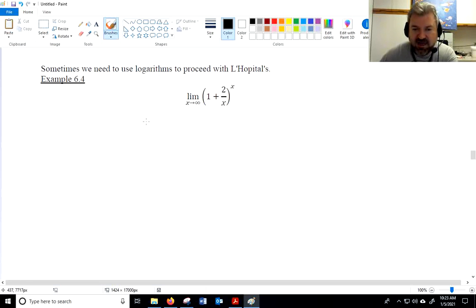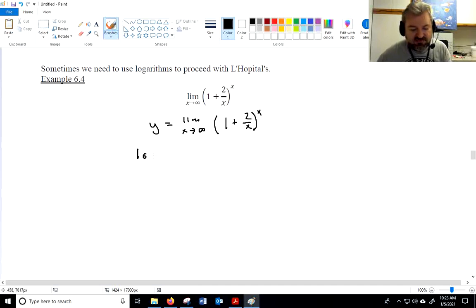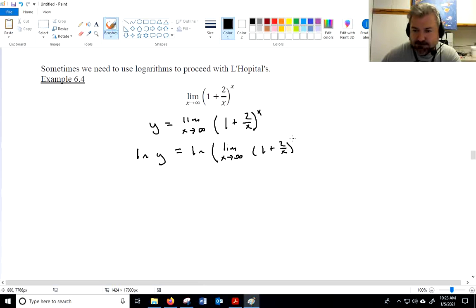So what I'm going to do is I'm going to say that the value y, whatever this limit is, if it's a real number, I can assign it y, okay? And what I'm going to do is I'm going to take the natural log of both sides. So I'll say the natural log of y is equal to the natural log of this limit, because I can do that. Okay, so how does that help me?